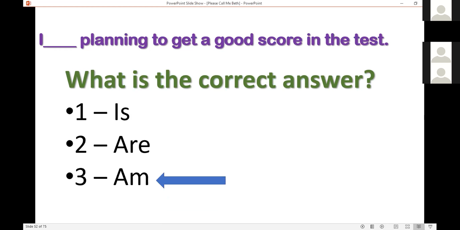You guys are good. That's very easy, okay? I am planning to get a good score in the test. Everybody. I am planning to get a good score in the test. Good. Let's go for the next.